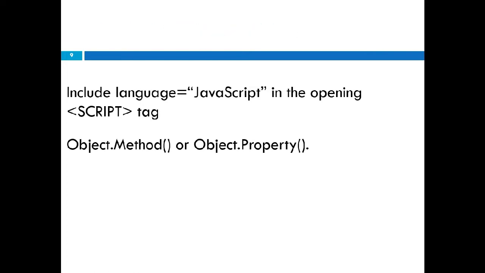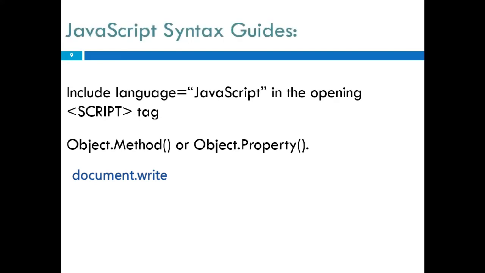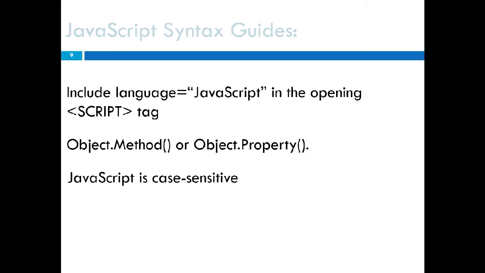Next, we have here the object.method or object.property. So in object.method, you can write document.write, or the object.property, for example, document.bgColor. Always remember that JavaScript is case sensitive.